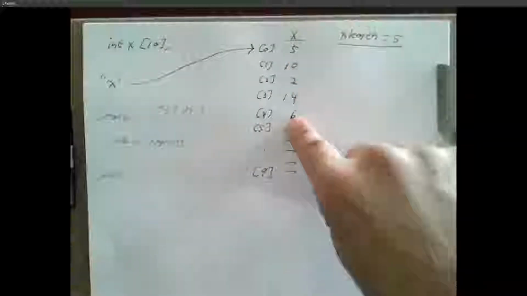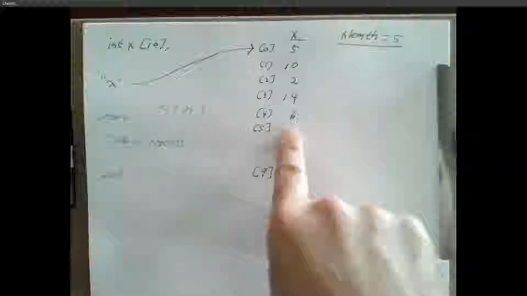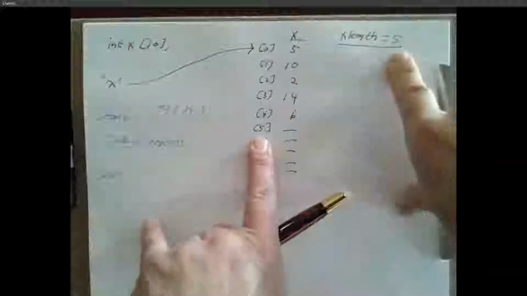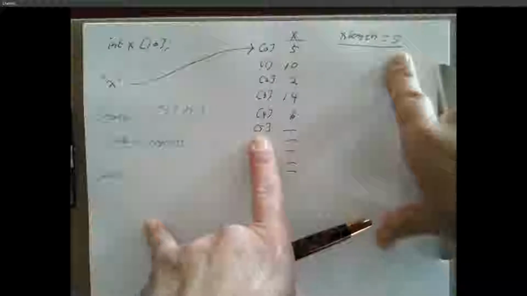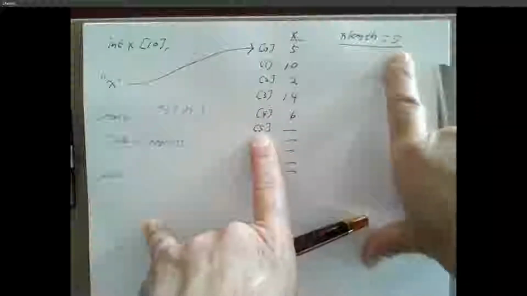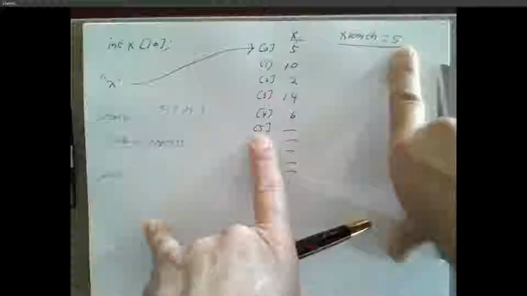My x length is 5, so I know I only have 1, 2, 3, 4, 5 things in my array. The next entry in my array is free. Well, how do I find the next entry in my array? It's index 5. Well, that's what x length is. This is the funny thing that arrays do. If x length is 5, I've got 5 things in my array. The next open location is element x length.